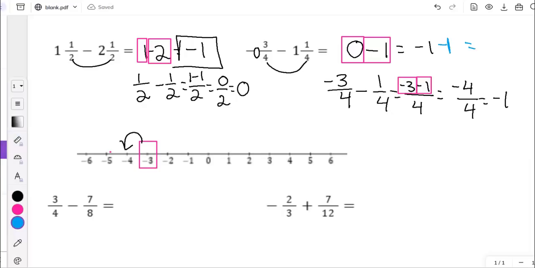Again, your first number is where you start, so I'm going to start at a negative 1. Second number, left or right, and how many? It's negative, so I'm going to go left, and I'll end up at negative 2. So negative 2 would be my answer here.